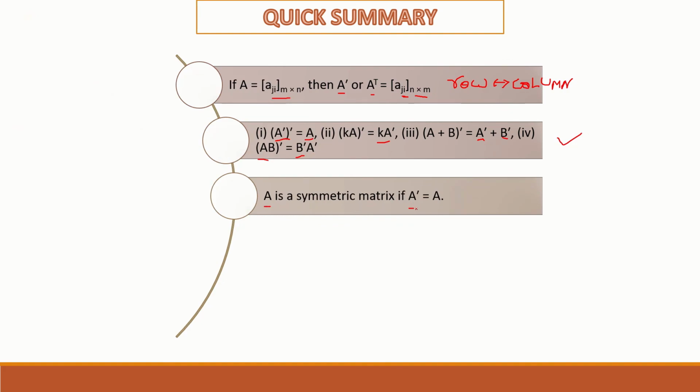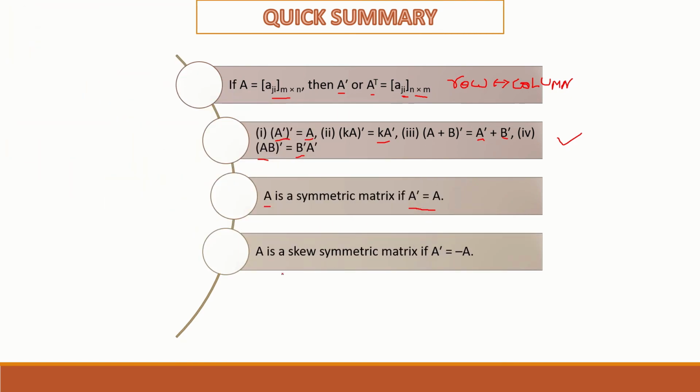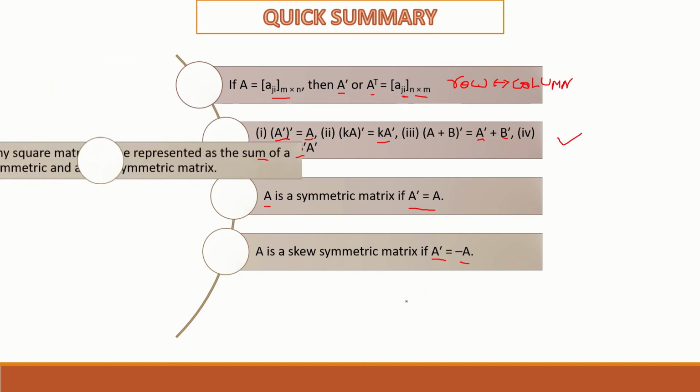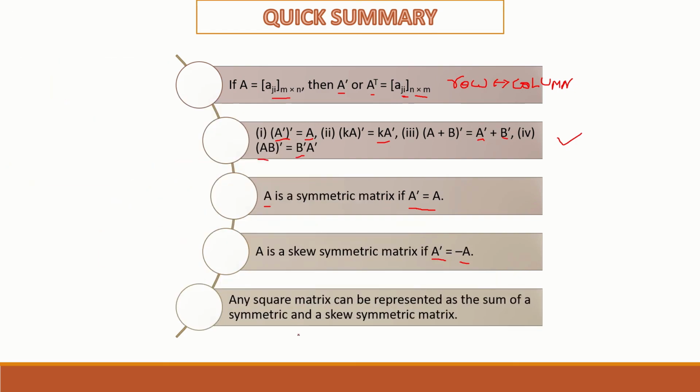And the next topic is that if we have a matrix A, it is said to be a symmetric matrix if A dash is equal to A, and similarly a matrix A is a skew symmetric matrix if and only if A dash is equal to negative of A. So this was the concept of symmetric and skew symmetric matrix, and the last topic which we completed was that any square matrix can be represented as the sum of a symmetric and a skew-symmetric matrix. So these were the topics of today's video.